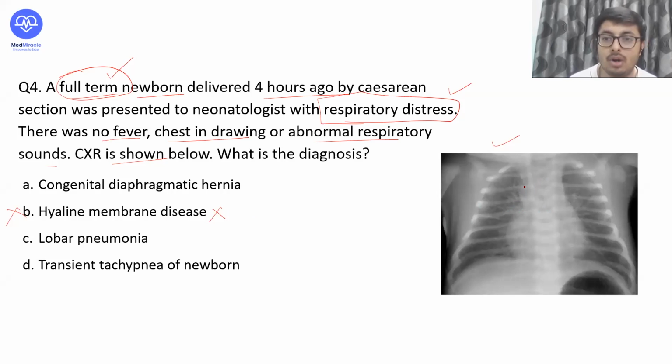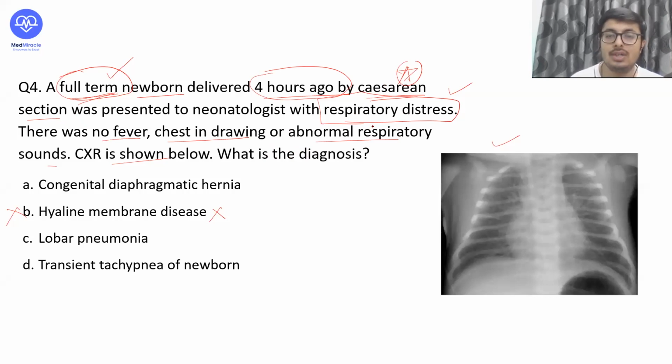If this is a premature birth, then this chest x-ray can be suggestive of hyaline membrane disease, but because this is a full term delivered child, we are ruling out hyaline membrane disease, right? Now the patient was delivered 4 hours ago, so the condition we are discussing has nearly an immediate onset of presentation. As soon as the child was delivered, and the child has been delivered by cesarean section, this is also a very important point to be considered.